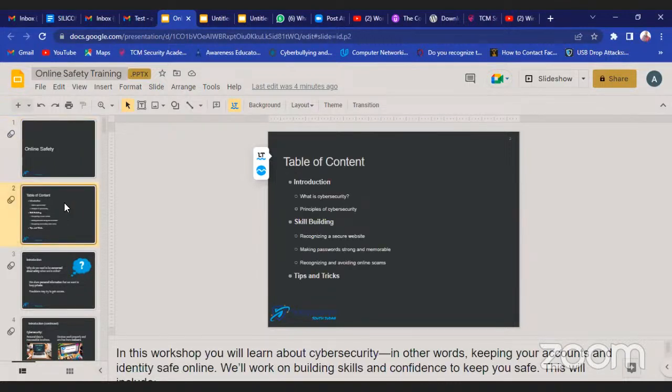So, on the table of contents: what is cybersecurity? Major principles of cybersecurity, and then skill building, where we'll move through how you can see a website that is not secure, how you can make your password strong, how you can remember it easily, and how you can recognize and avoid online scams of all nature, especially those that come through social media.